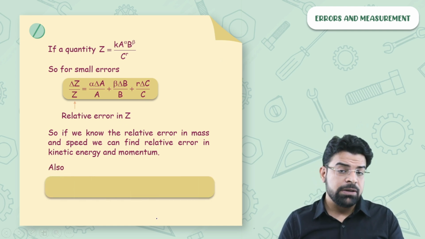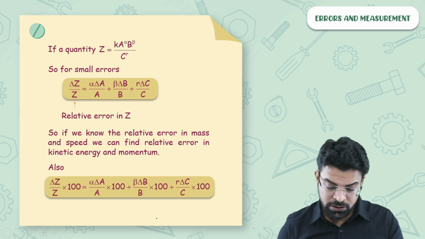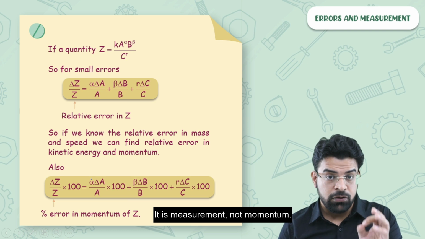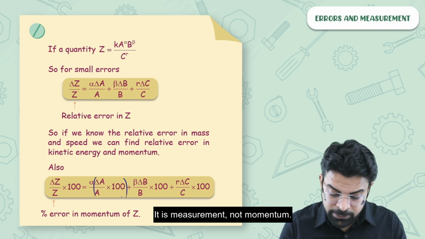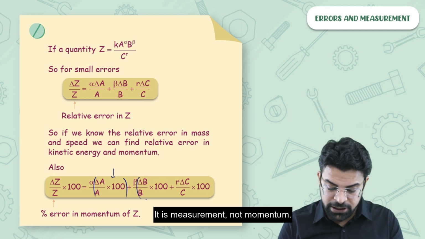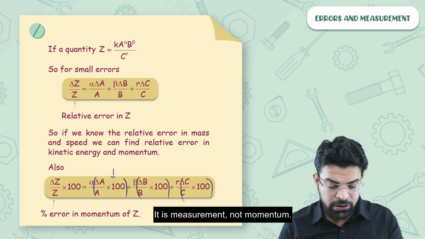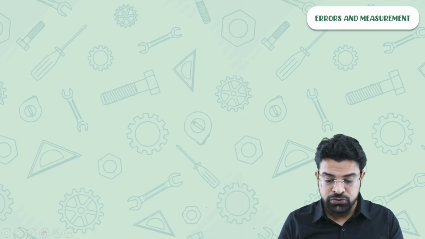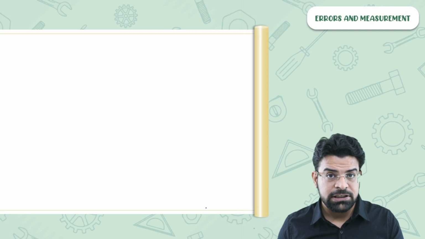Also, if we multiply each term with 100, this first term becomes the percentage error in measurement of z. This delta a by a into 100 becomes the percentage error in measurement of a, and so on. So let's look at its usage. Let's see a problem.